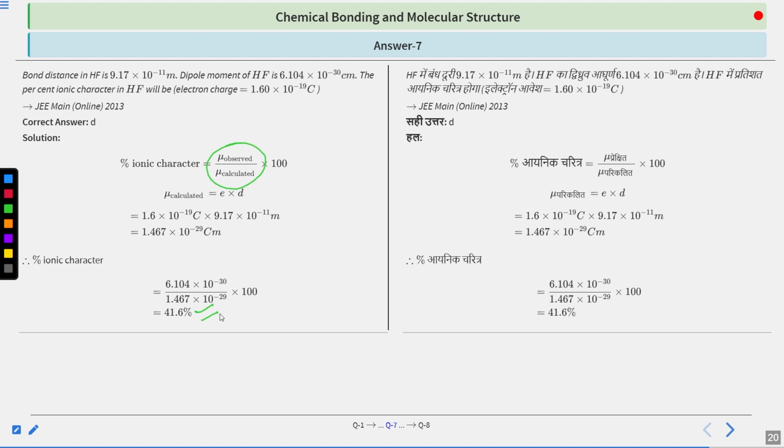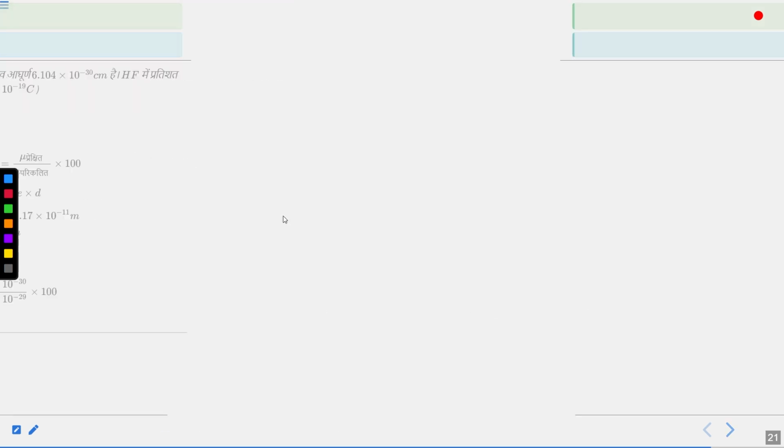So in this way you will solve this. The basic things you should remember are two formulas: the percentage ionic character formula and the theoretical dipole moment formula, the calculated value formula. If you remember these two things, you will easily be able to solve this question. Now moving on to the next question.